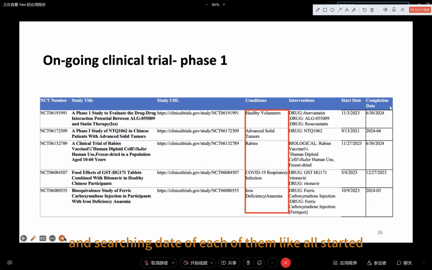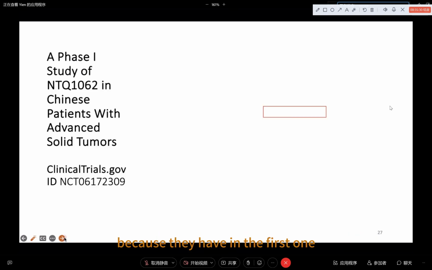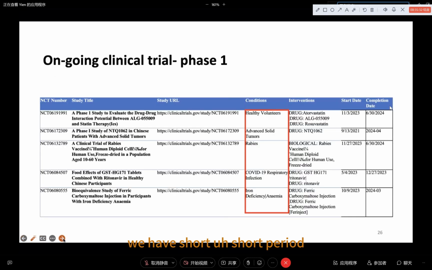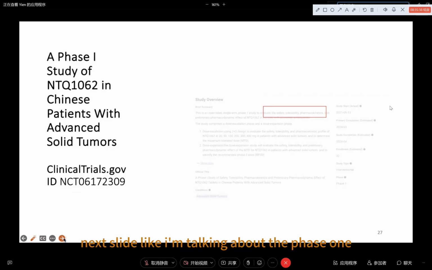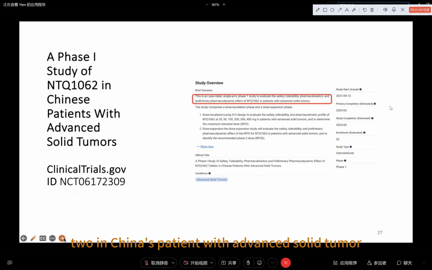intervention. Most of them started in 2023, which means they will finish in 2024, next year, because they have a short period. So in the next slide, I'm talking about one example of a phase 1 clinical trial conducted in China, study ID NTQ1062, in Chinese patients with advanced solid tumors.